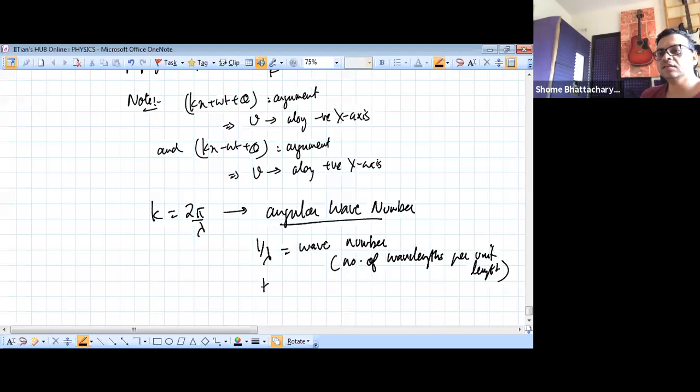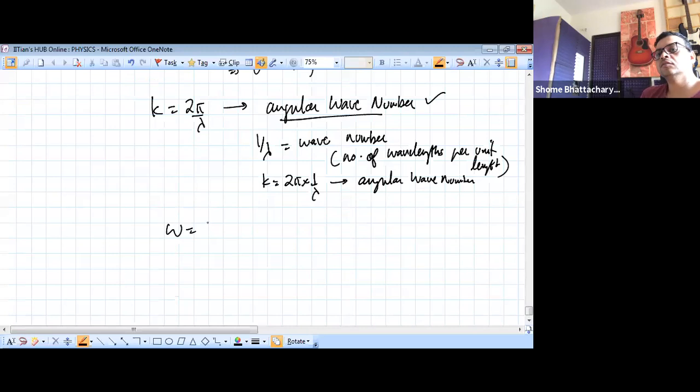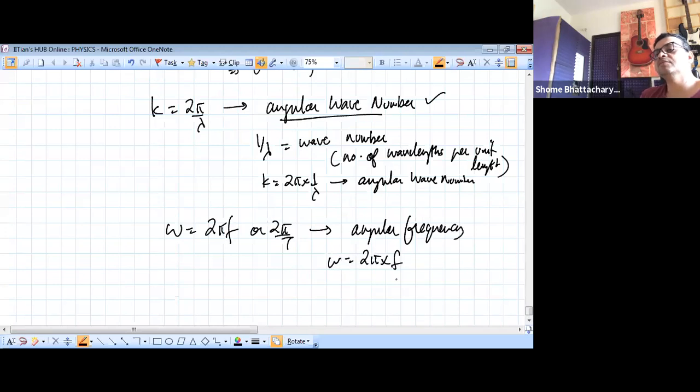So that's why k, which is 2 pi into 1 by lambda, is now called angular wave number. So you should know the term angular wave number. Similarly, the term omega, which is 2 pi f or 2 pi upon time period, is called angular frequency, because omega is 2 pi multiplied by frequency. So angular wave number and angular frequency, these are the two terms. You should understand this also. So make a quick note of this.